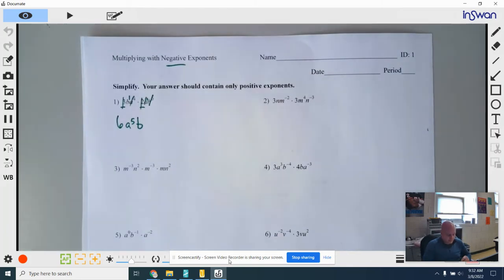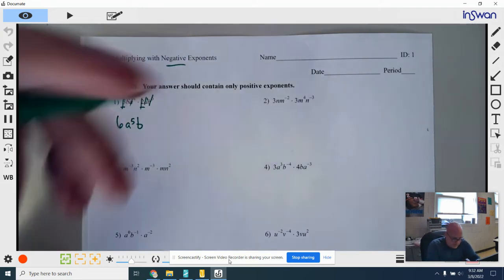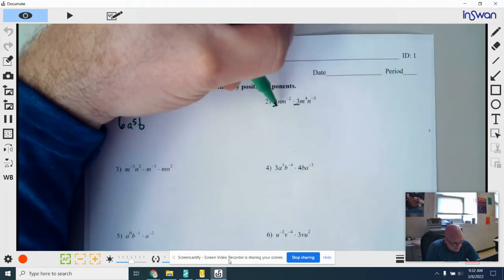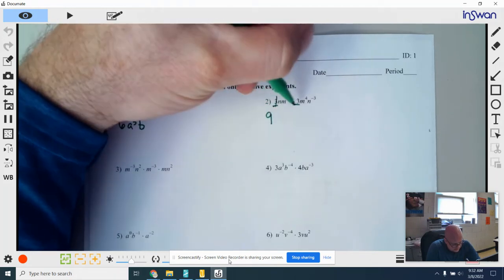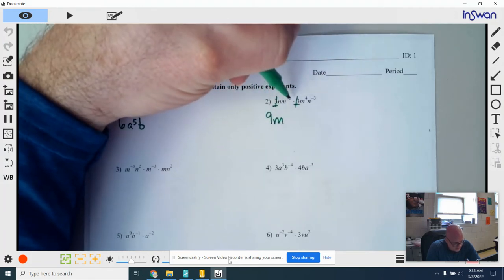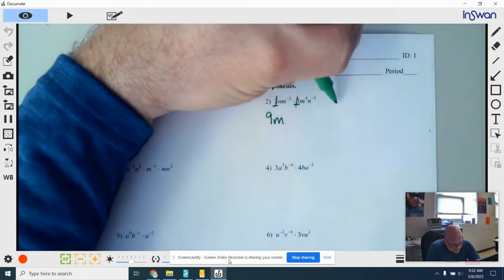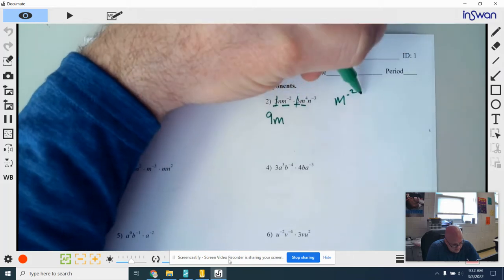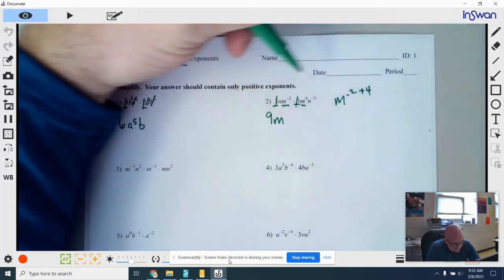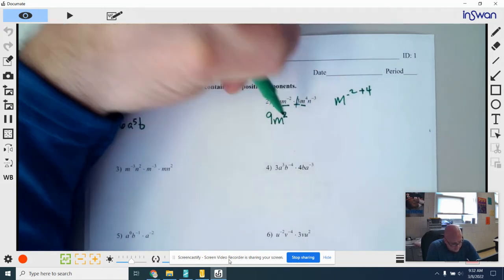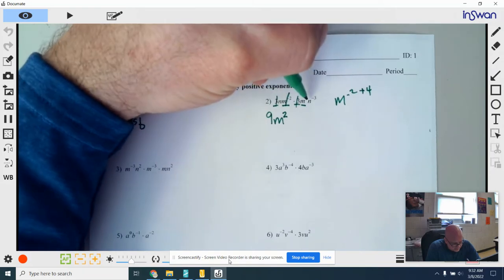Okay, if you look at number two, this is the first time we actually see a negative exponent. So I'm going to start off like I have before, and I'm going to multiply my coefficients. So 3 times 3 gives me 9. Okay, cross those off. And then alphabetically, M comes first. What's going on here is you got this M to the negative 2 for this one, and then you got this one, M to the 4, so we'd add those together, negative 2 plus 4. Negative 2 plus 4 gives me a positive 2, so that's going to be M squared.